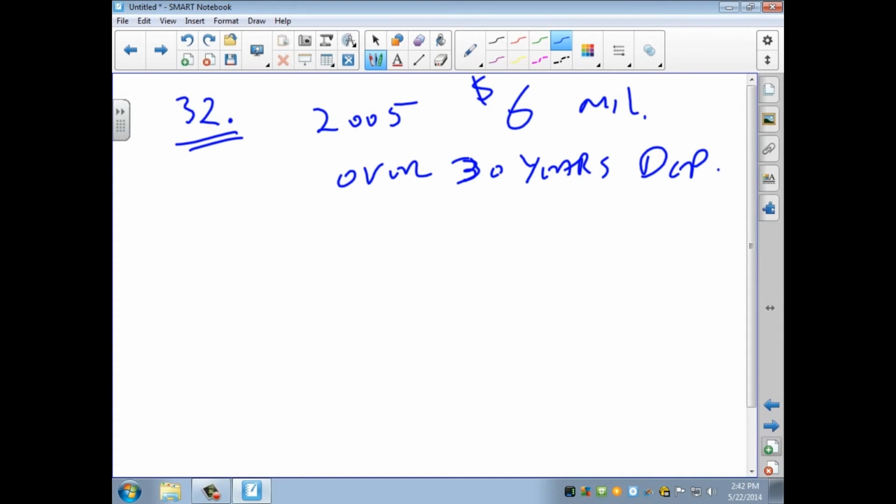What is the depreciation rate? The depreciation rate is basically the slope of the line. So I can say that the value of the building is a function of time, and this is a linear function. From 2005, for 30 years, it's going to go from 6 million to 0.